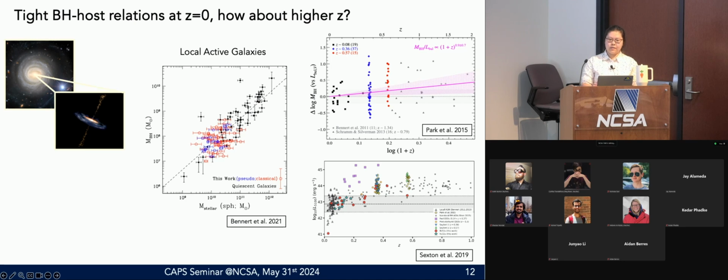However, it becomes less clear what happens when you go up in redshift. So here we're plotting deviation from the local black hole host galaxy relation as a function of redshift. And as you can see, there is a lot of scatter here, and this work, Park et al. 2015, says there is a redshift evolution. But at the same time, this work actually says that a lot of this is because of selection bias and luminosity bias. And so it is unclear how black hole relations evolve with redshift.